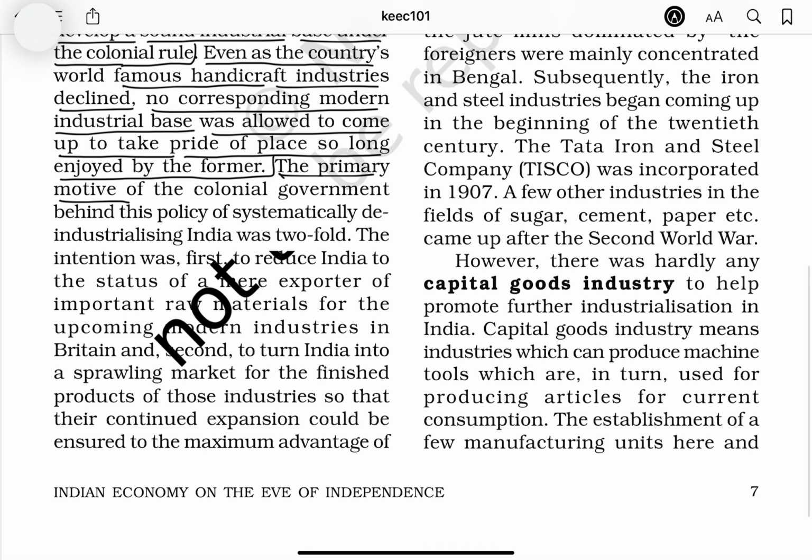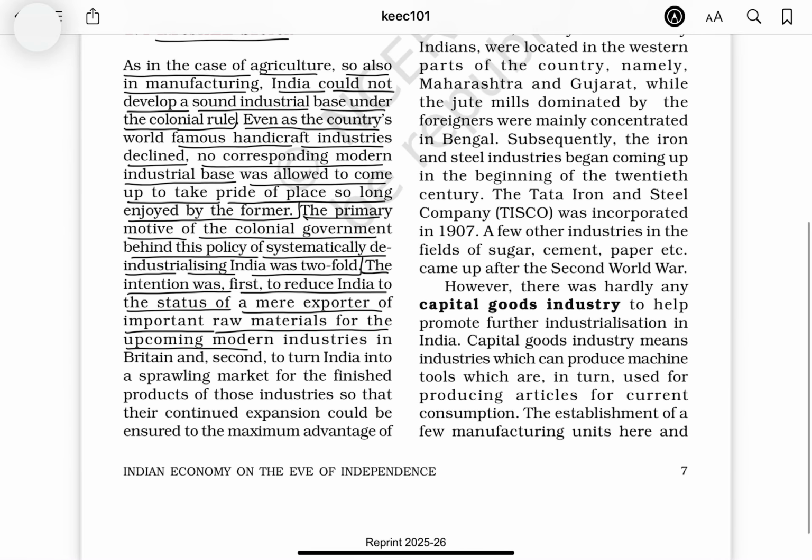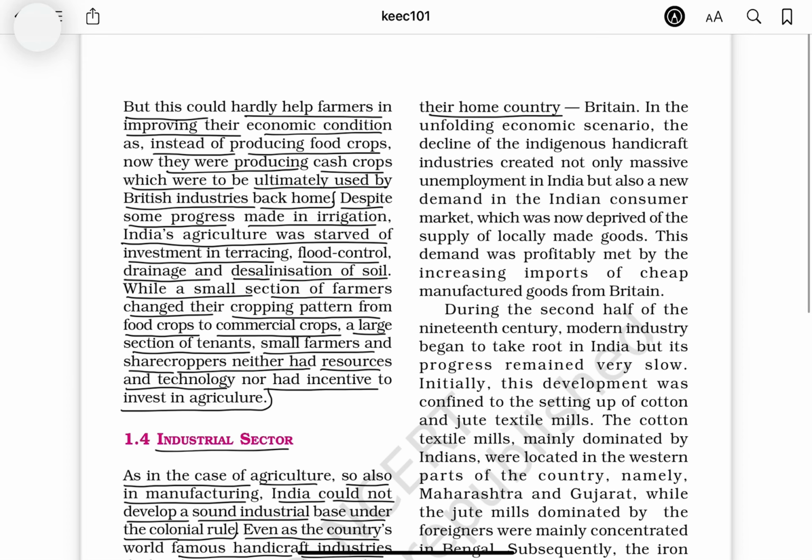The primary motive of the colonial government behind this policy of systematically deindustrializing India was twofold. The intention was first to reduce India to the status of a mere exporter of important raw materials for the upcoming modern industries in Britain, and second, to turn India into a sprawling market for the finished products of those industries so that their continued expansion could be ensured to the maximum advantage of their home country, Britain.